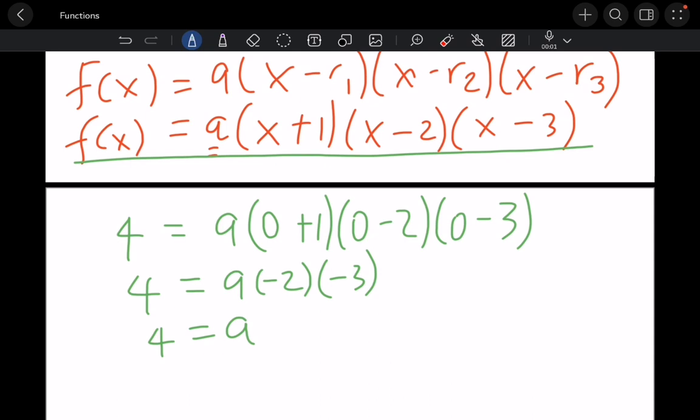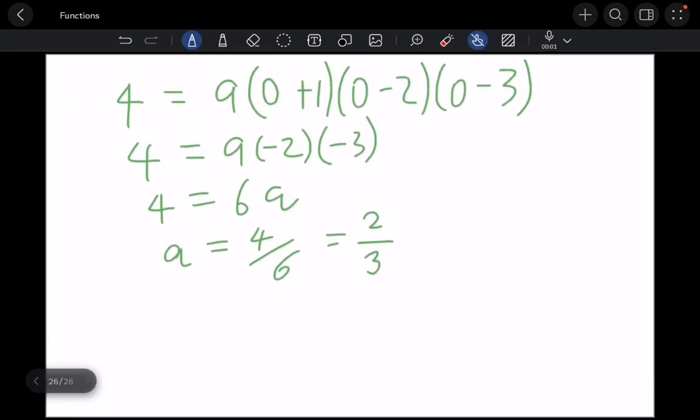times 6. 3 times 2 is going to be 6. So you're going to have 6a, and then a is going to be equal to 4 over 6. In simplified form, we divide both sides by 2. 4 divided by 2 is 2, 6 divided by 2 is 3. So our a is going to be 2 over 3.